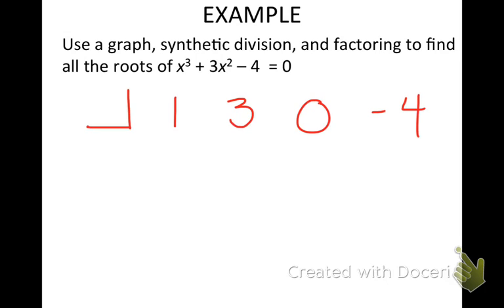Why do I need a 0 there? Because there is no linear term. Good. All right. Get your graphing calculator out. Let's see what that looks like as a graph.